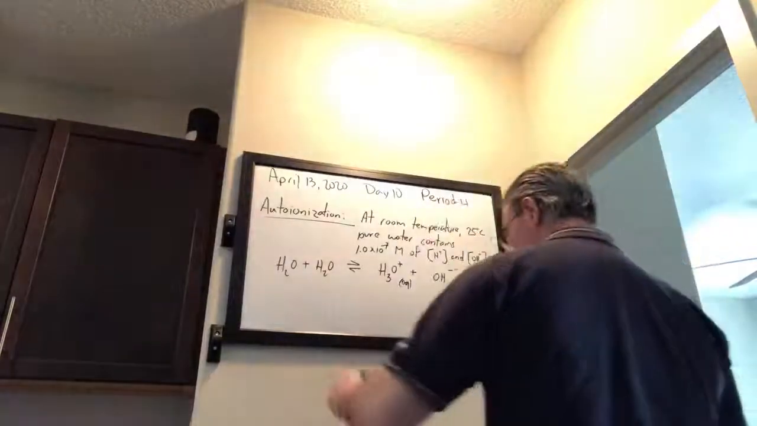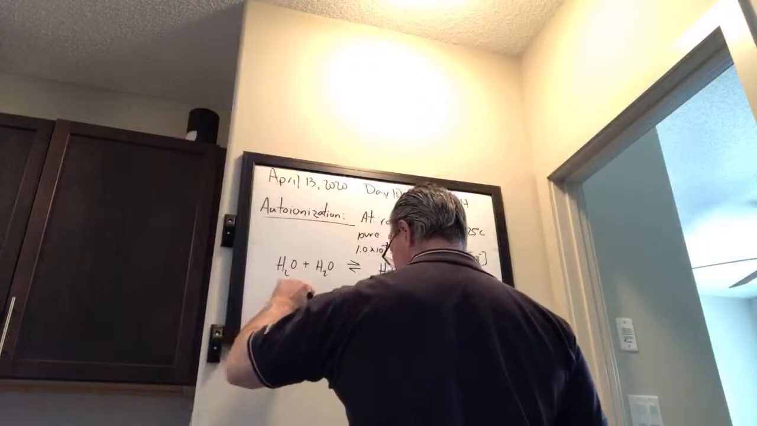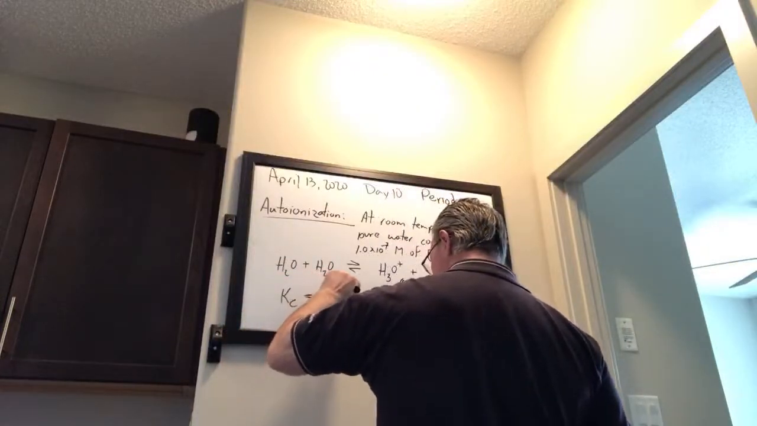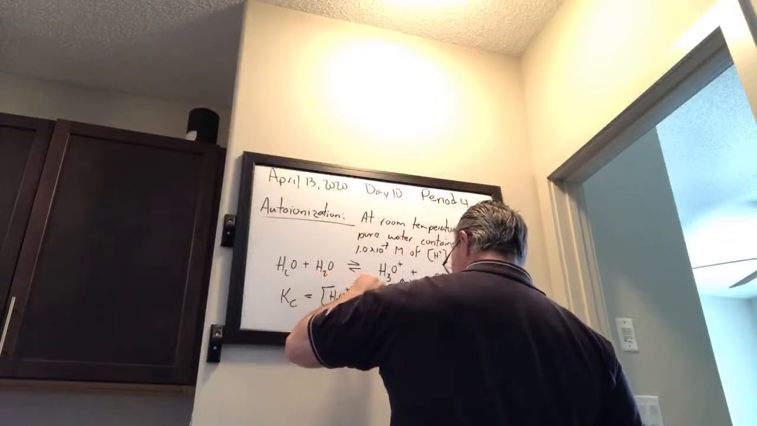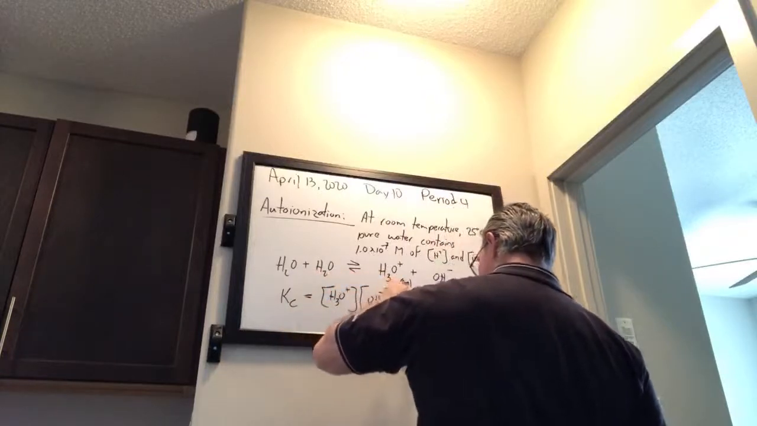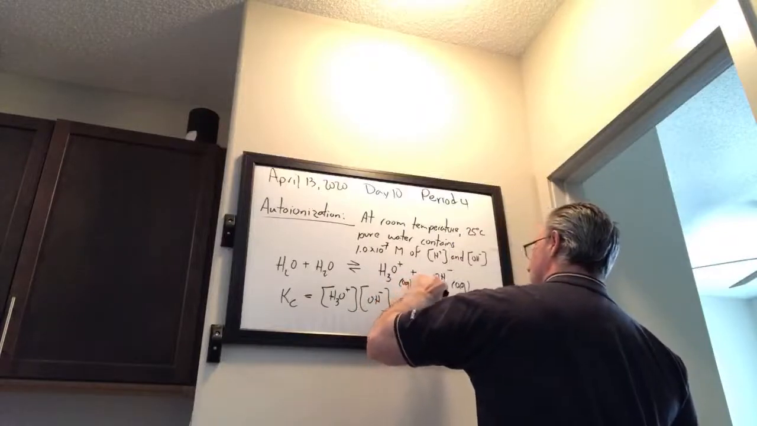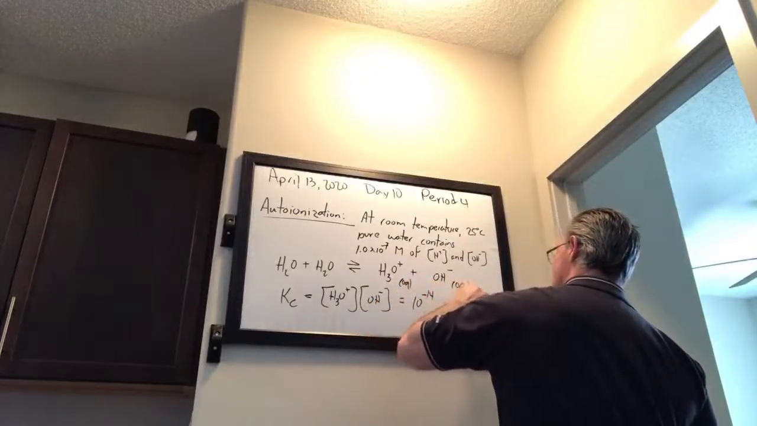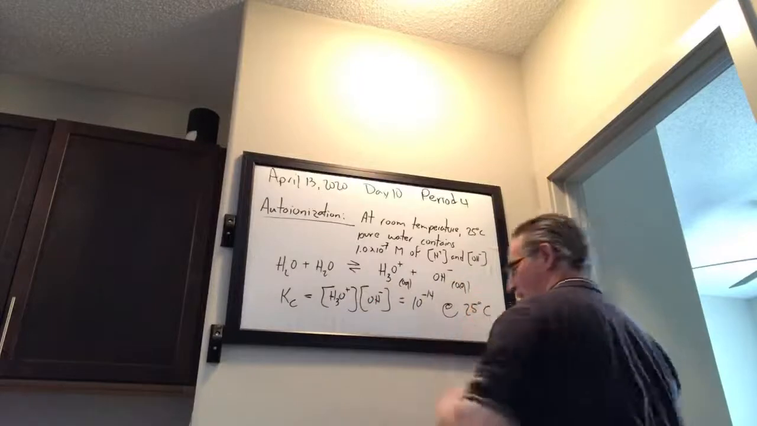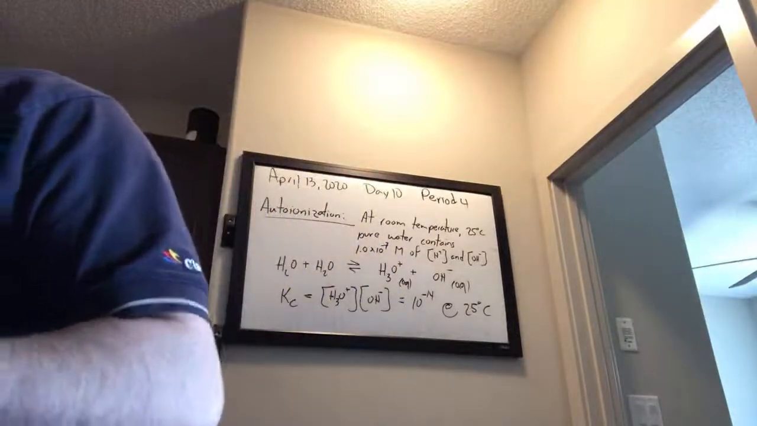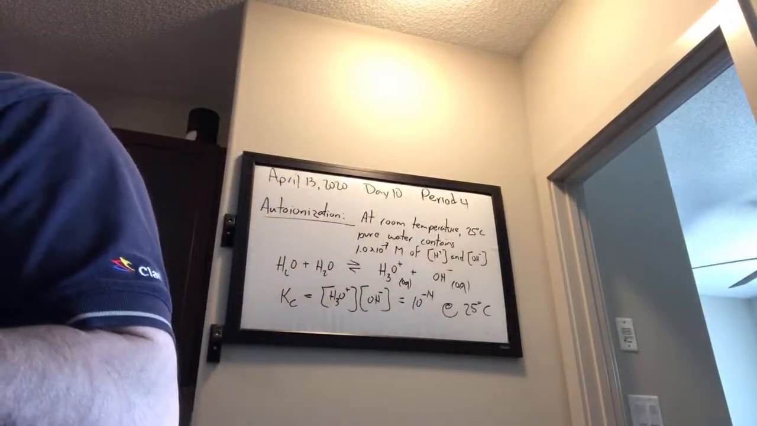And this occurs to the extent that they put a constant to it. So if you take the concentration of H3O+ and multiply it by the concentration of hydroxide at room temperature, it equals the number 10 to the negative 14 at 25 degrees Celsius. So this constant is an important aid to calculations involving acid-base theory.